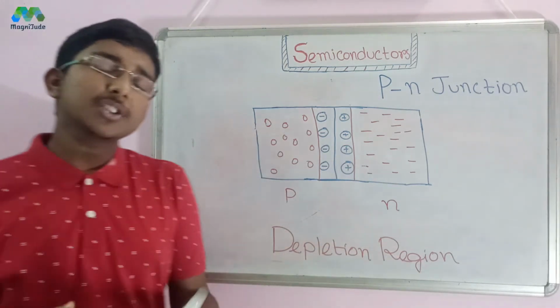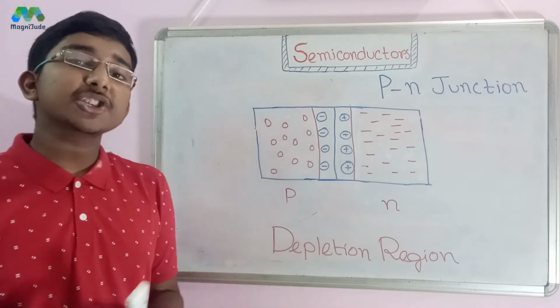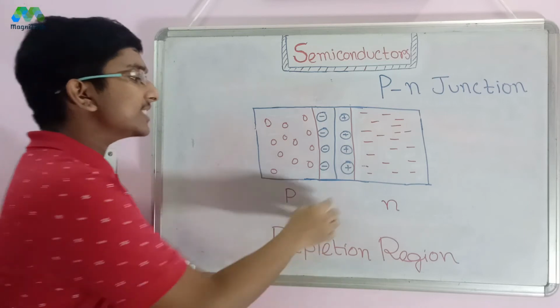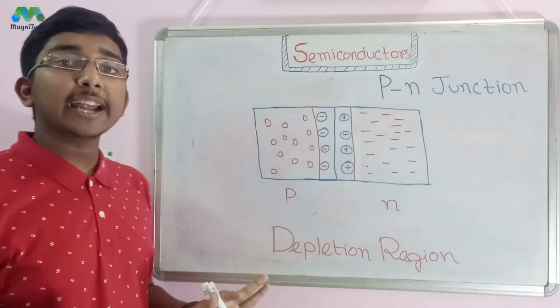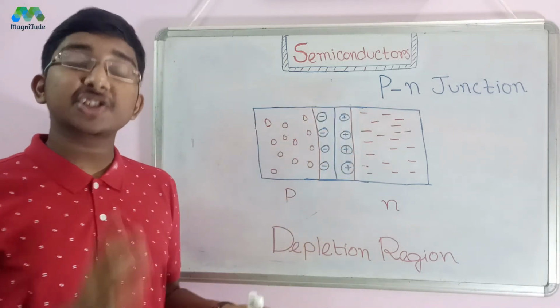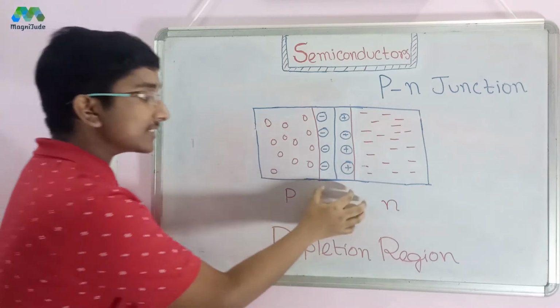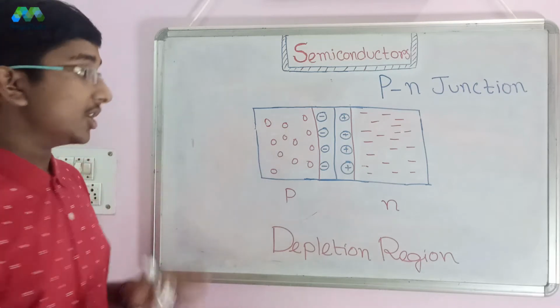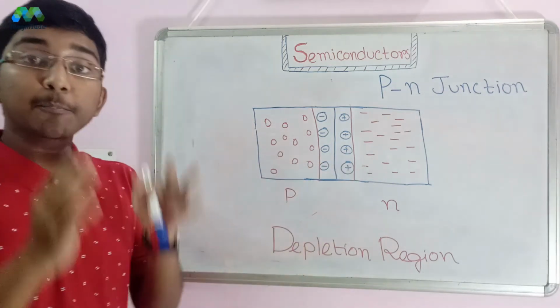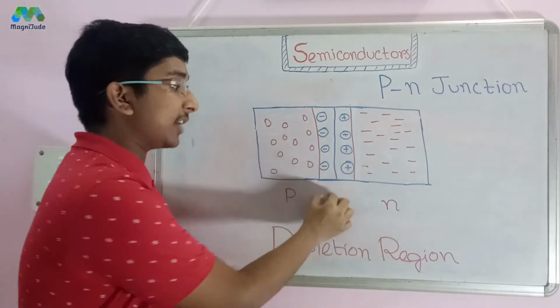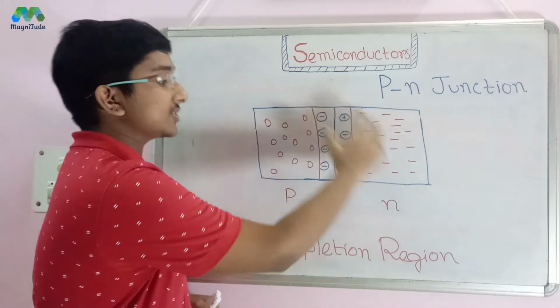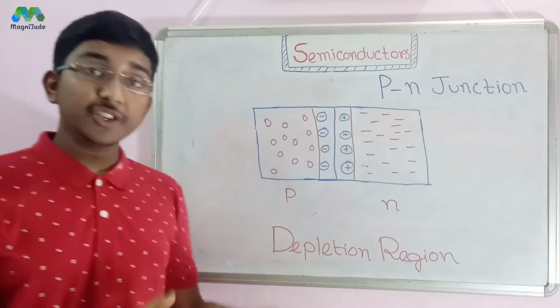So in other words, we can also say that depletion region is that layer or region which is free of any kind of majority or minority charge carriers. Means in this region you will never find any kind of charge carriers. We will only have immovable ions, means these ions cannot move from one side to another. So this one is known as depletion region.